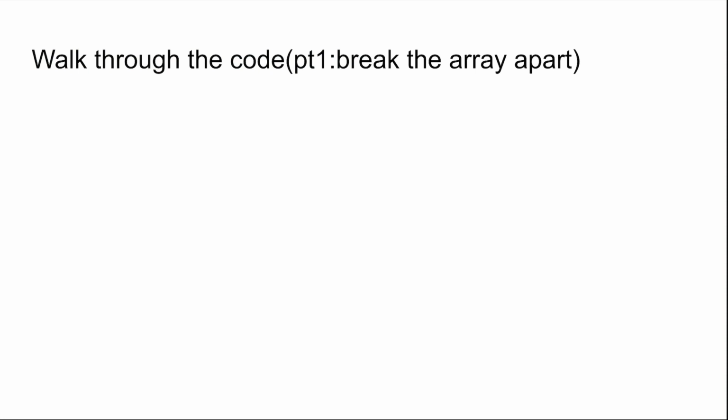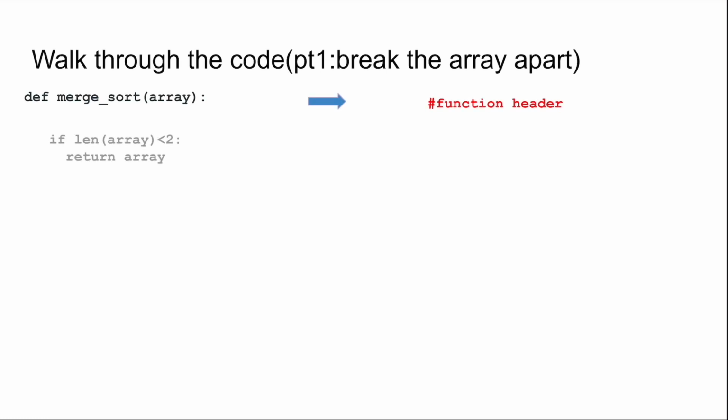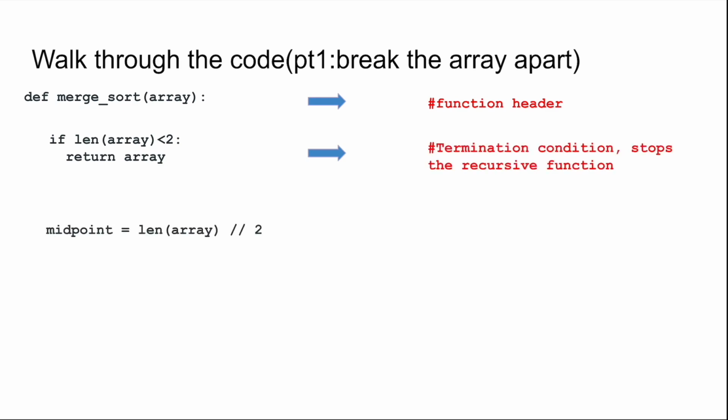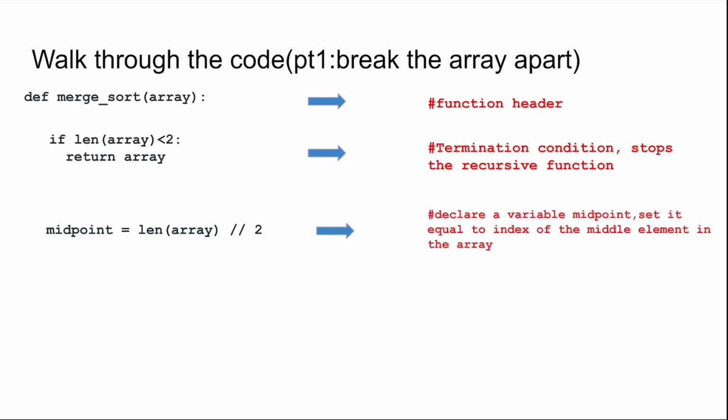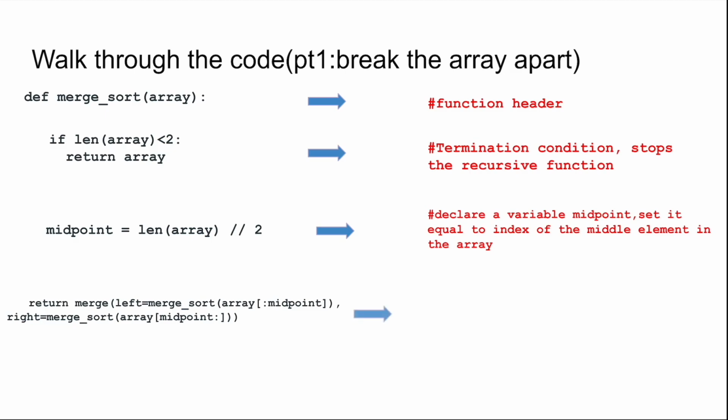Now let's break the code apart. First, we declare the function. Since this is a recursive function, a termination condition is needed. So in here, we state that if the length of the array is less than 2, then the recursive function terminates. A variable called midpoint is created and initialized to the length of the array divided by 2 with integer division. Then we return the elements by recursively splitting them apart and sorting the left and right parts of the array into ascending order.